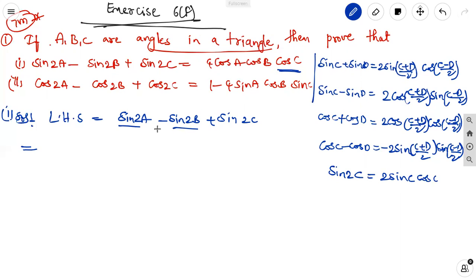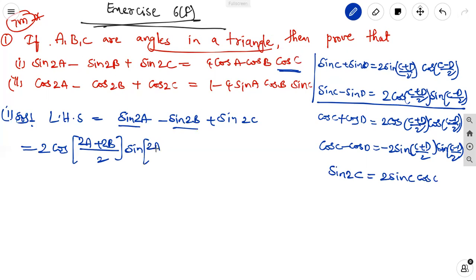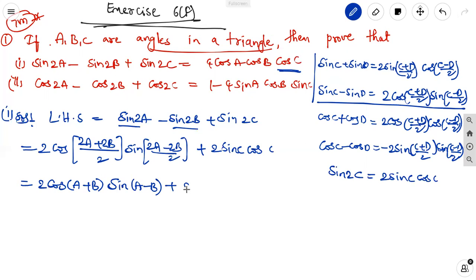Okay, first we solve it by using the sin C minus sin D formula. That is 2 cos of (2A plus 2B)/2 sin of (2A minus 2B)/2 plus 2 sin C cos C. Here 2 is taken common in the numerator and cancels with the denominator. It is 2 cos of (A plus B) sin of (A minus B) plus 2 sin C cos C.